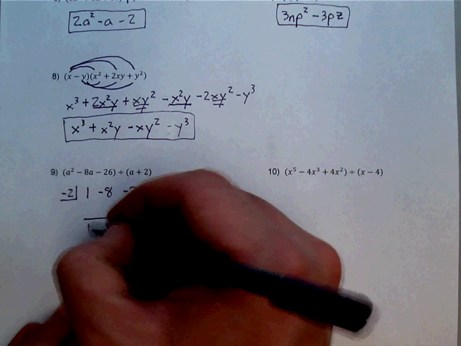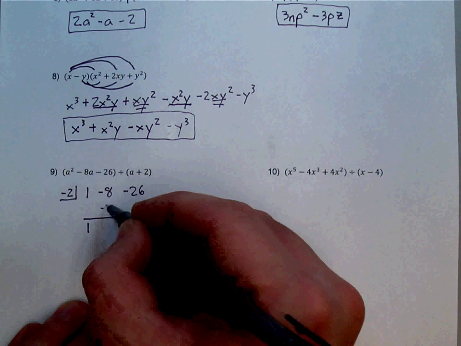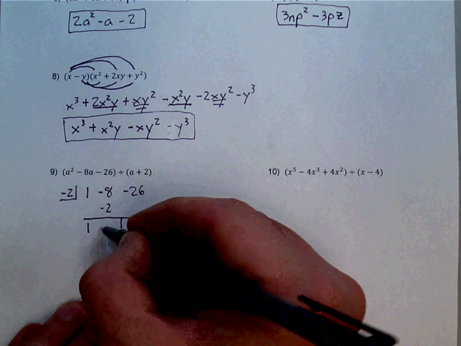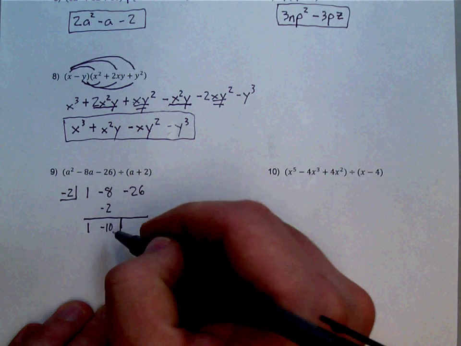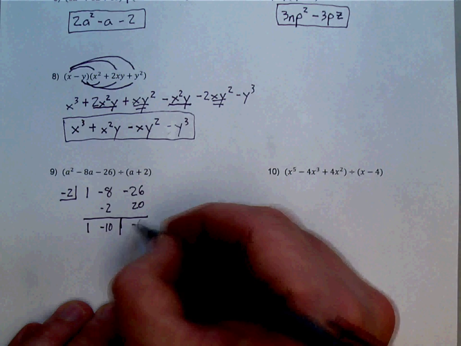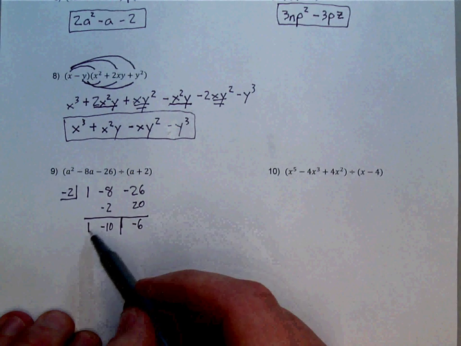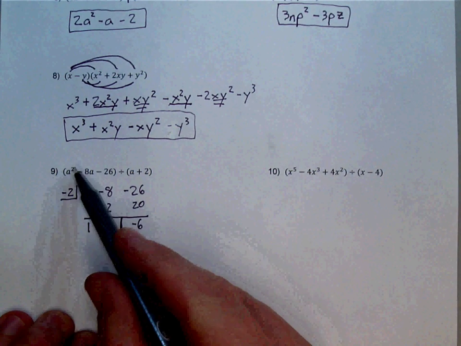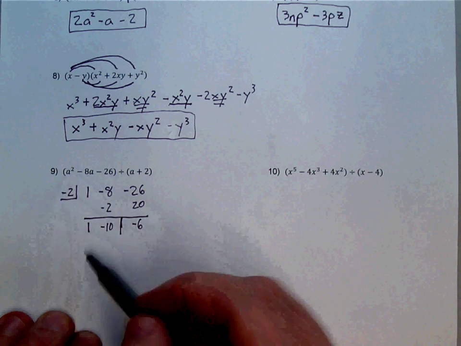Drop your first term down as 1. Multiply by the number in the box, it's negative 2. Add these together, you get negative 10. Multiply by the number in the box, you get 20. Add these together, you get negative 6. So your answer, 1. This was an a squared, so we lose 1 degree. So instead of an a squared, it's a to the first, which is just a.